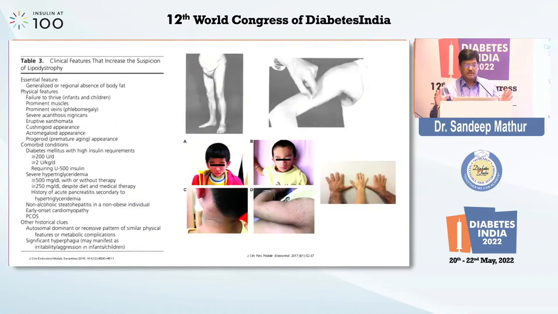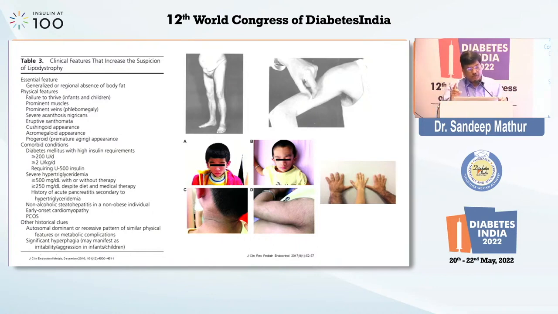And when to suspect, the American Endocrine Society has given guidelines. They say generalized or regional absence of body fat. You don't find any fat anywhere in the body. But also failure to thrive in infants and children, diabetes, prominent muscles, prominent veins, severe acanthosis nigricans, eruptive xanthomas, Cushingoid appearance. Sometimes we suspect Cushing's and it does not turn out to be Cushing's; there could be lipodystrophy and we miss the diagnosis. Also acromegaloid appearance. Many diabetic patients come to us with acromegaloid appearance, their fat is prominent and their jaw is large. They might be suffering from lipodystrophy, and we should think in terms of that.